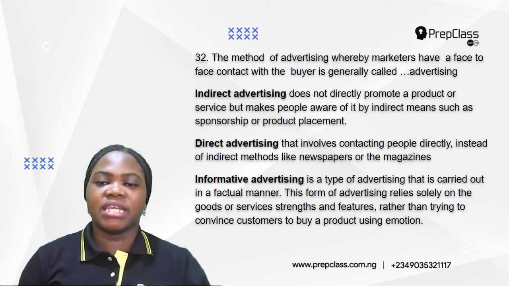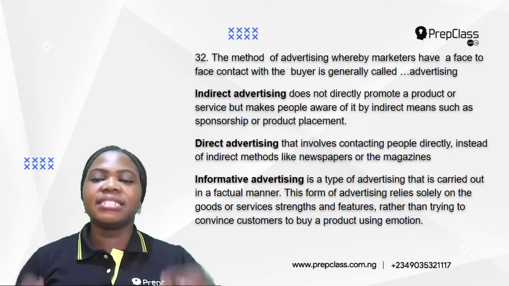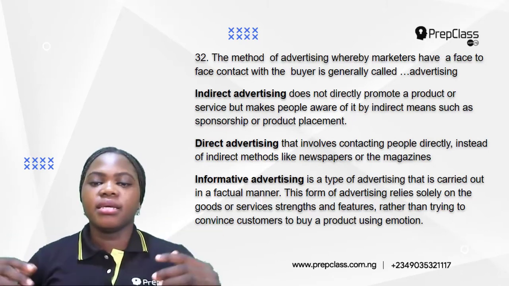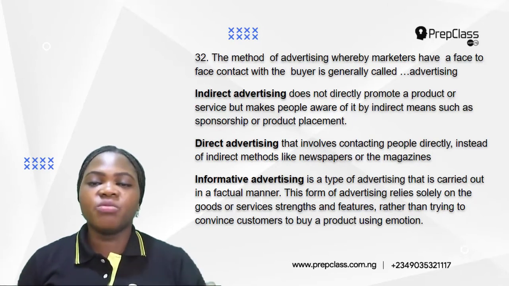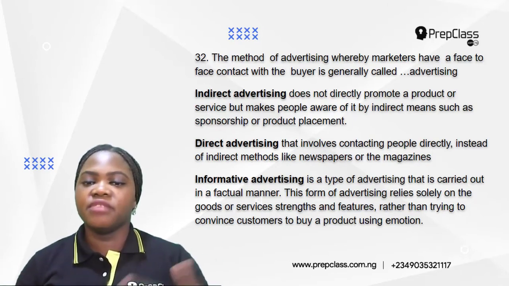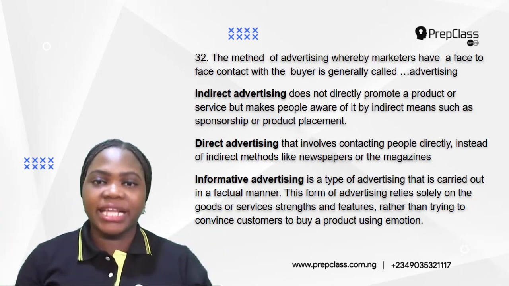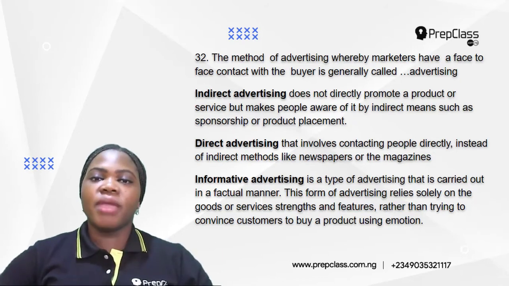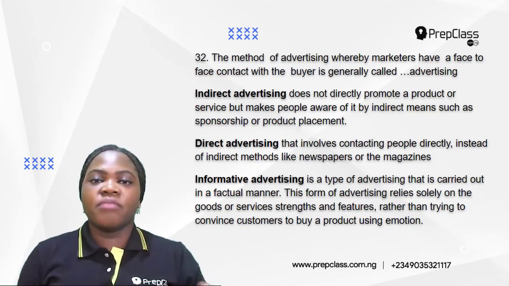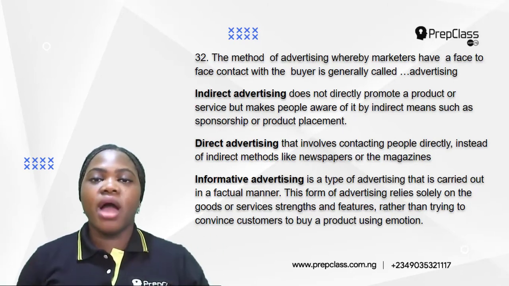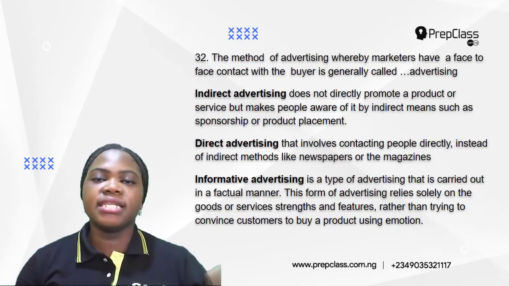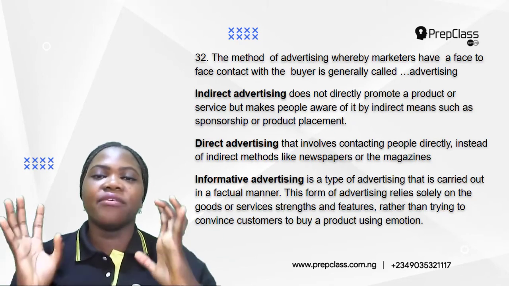Okay, what about direct advertising? Direct advertising is the kind of advertising that involves contacting people directly instead of using indirect methods like newspapers, magazines, radios, televisions. They contact people directly. They have a face-to-face contact. So maybe I am a marketer of a particular company, and I come to meet you as a consumer, and I'm telling you about our product. Oh, this is our product. You can use it for this. It's very good. It's of high quality. That is direct advertising.